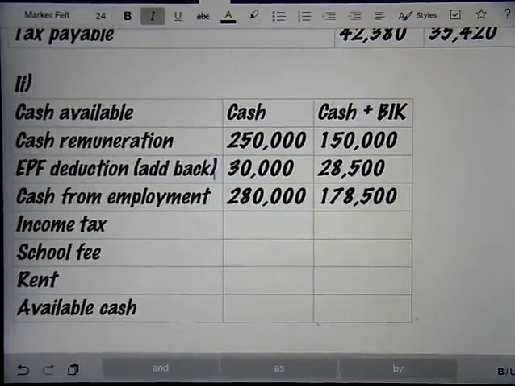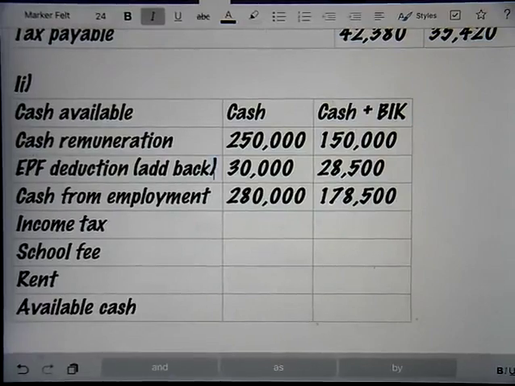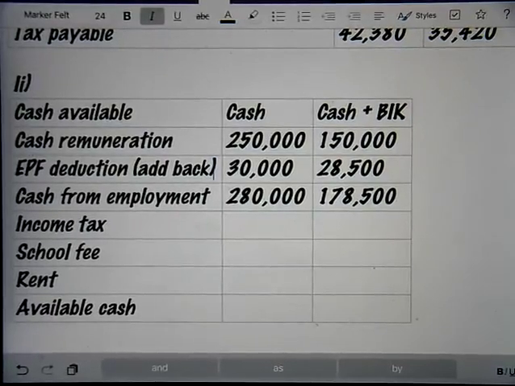Why? Still your money, why? Still your cash. It is delayed cash, but still your cash. Are you clear? Oh, you thought it's somebody else's cash, is it? Just because you went to the EPF account. Are we okay or not? So the 150,000, you don't deduct it.